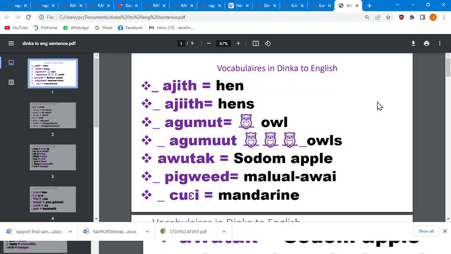Today we are going to learn some vocabularies in Dinka language. We will be changing some Dinka words into English words. So our lesson of today is very interesting.